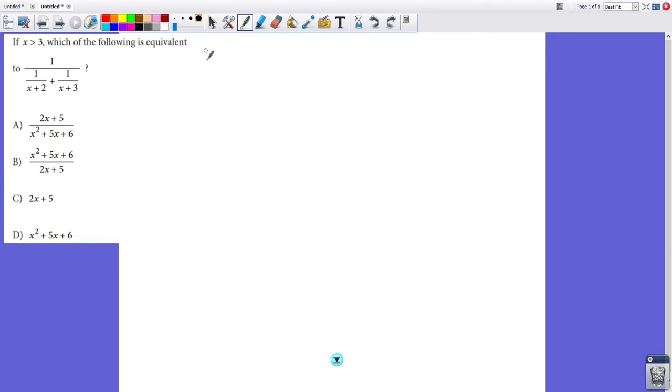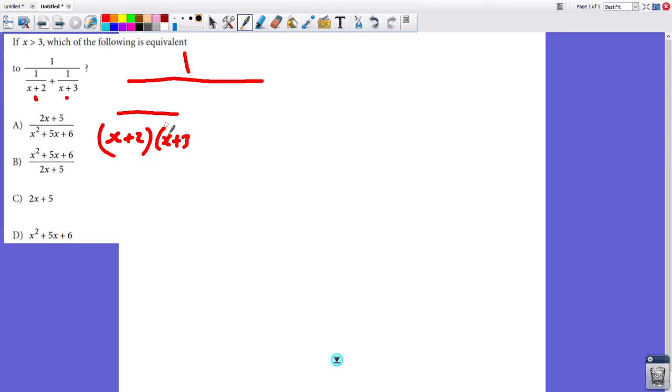So this is 1 over. Now the problem is we have different denominators here. We've got x plus 2, we've got x plus 3. So we'll write this as a common denominator. So something over x plus 2 brackets x plus 3.